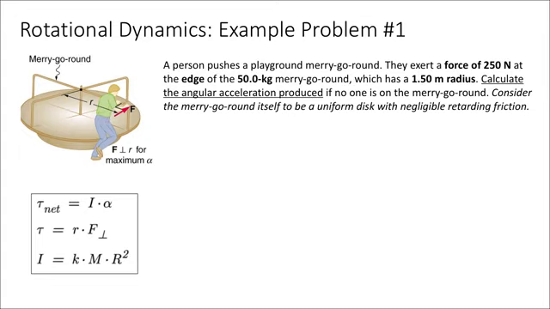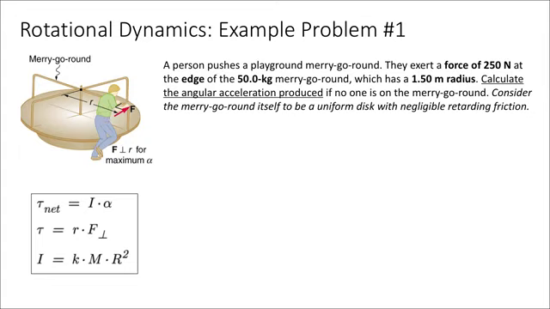Then we're looking to calculate the angular acceleration produced by the person on the merry-go-round if nobody is on the merry-go-round. So in other words, just the merry-go-round and this person's pushing the merry-go-round at the edge. We're given the mass and the radius, and we're told there's negligible friction, and the merry-go-round can be thought of as a uniform disk for its shape.